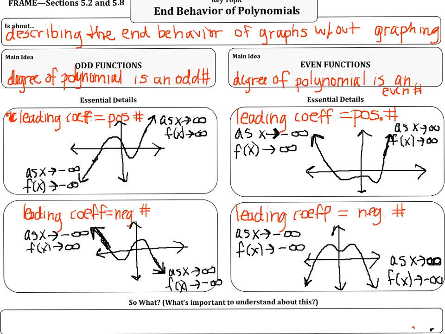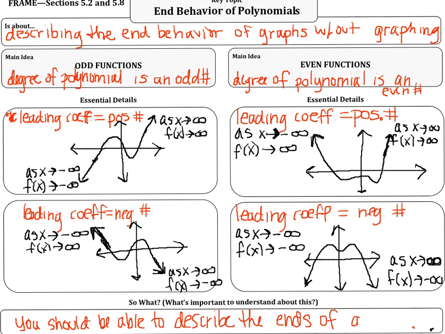What's important to know about this, what's the so what down here, is you should be able to describe the ends of your graphs. Without even graphing them, you should be able to look at your leading coefficient, and whether it's an odd or even function, and describe what the graph is going to look like.